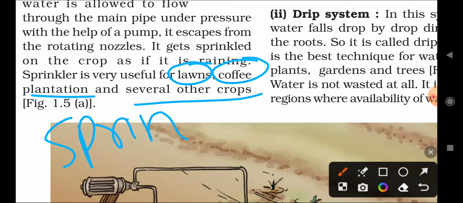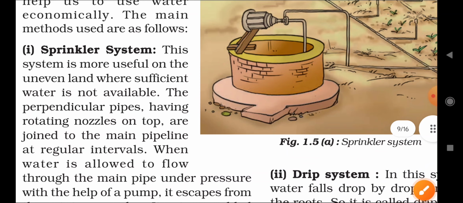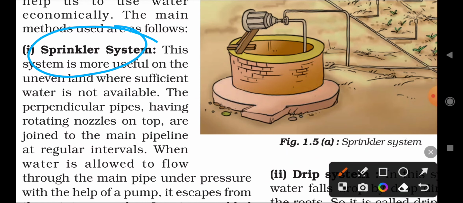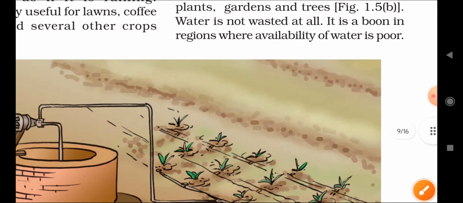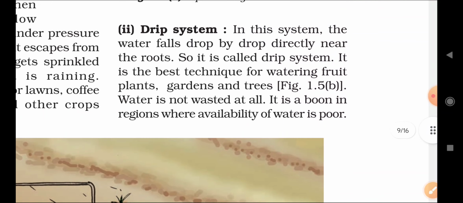Remember which types of crops are helped by the sprinkle system; we can write lawns, coffee plantation and several other crops are helped by the water sprinkle system. These are the advantages of the water sprinkler system, right? What about the drip irrigation method? What is the drip irrigation method?